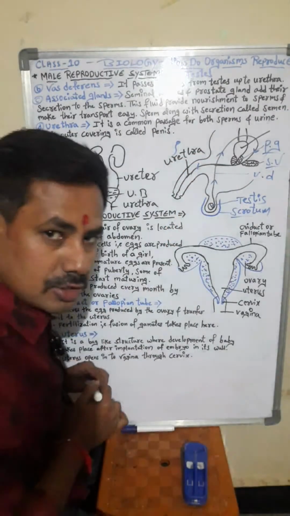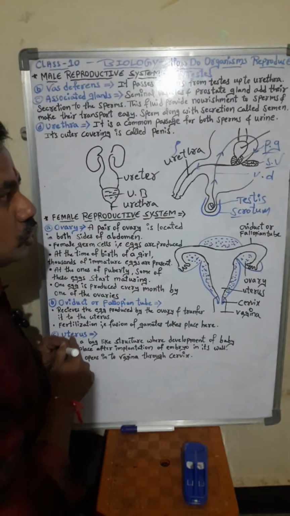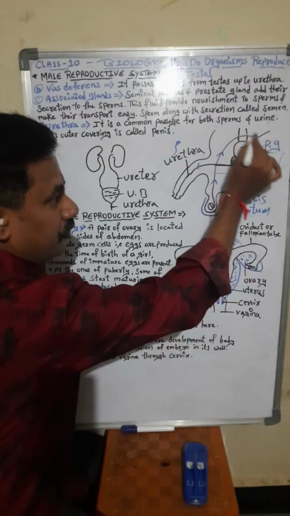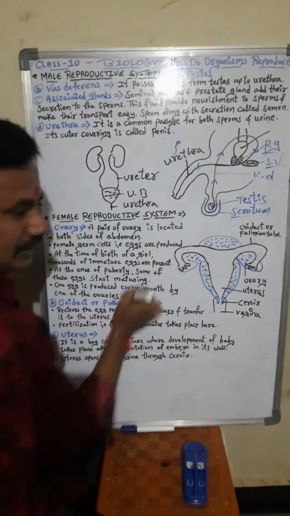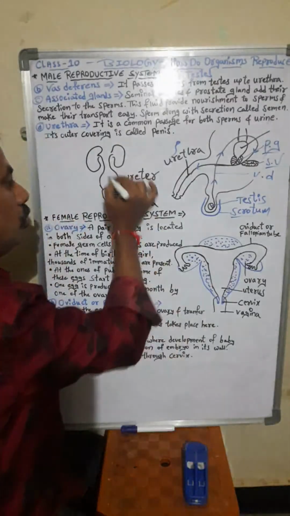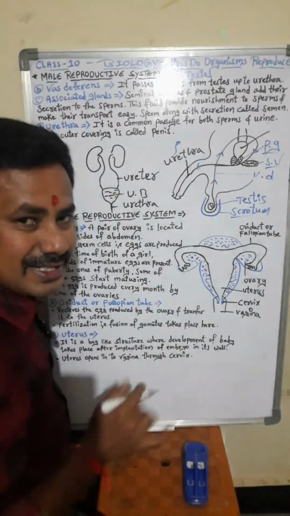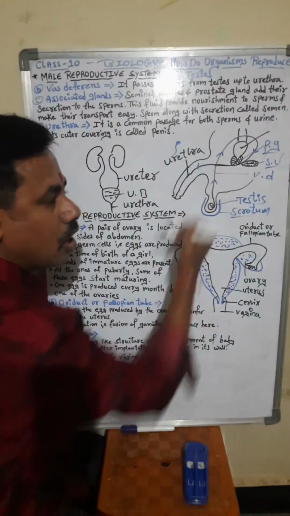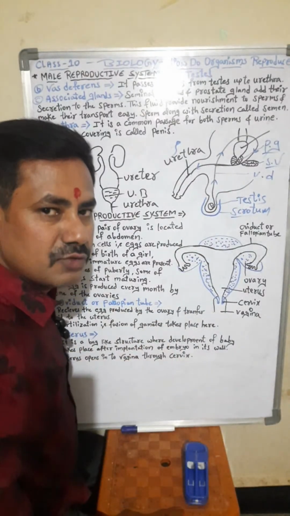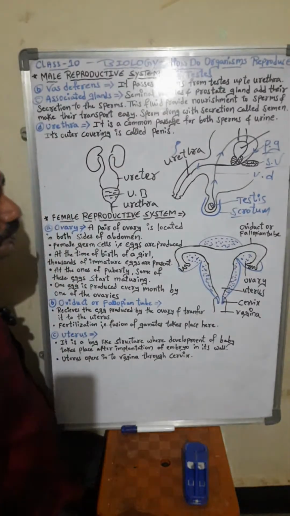Are you understanding, students? So by this you can think that sperm will come from this urethra only, and the urine will also come from this urethra only. Only a single passage is there. This passage is common for both the transfer of urine as well as the transfer of sperms.